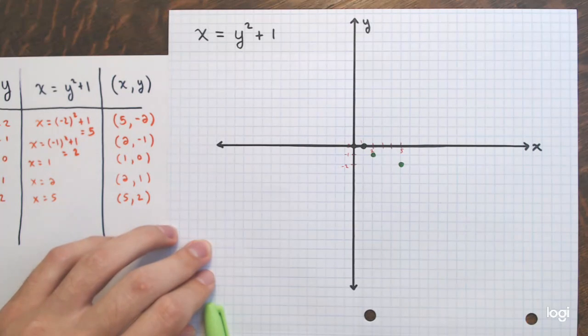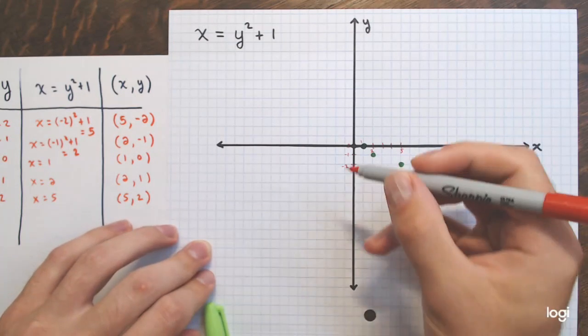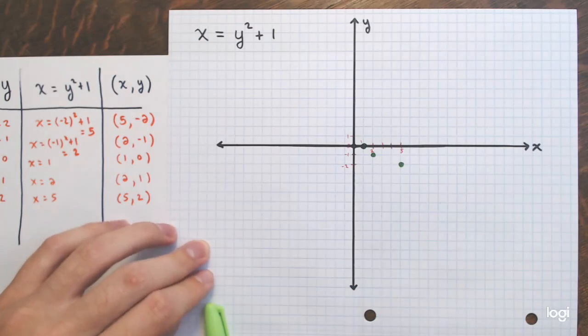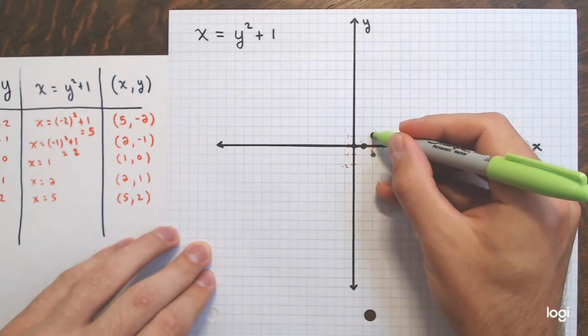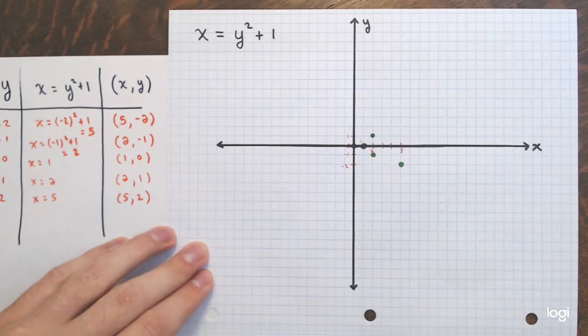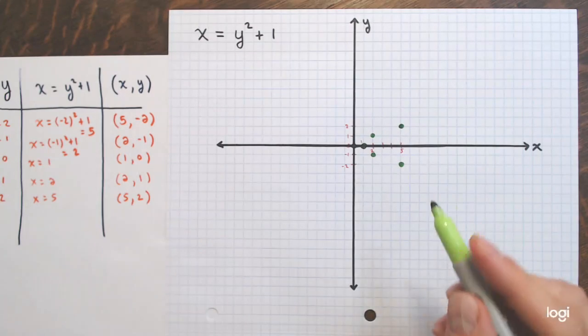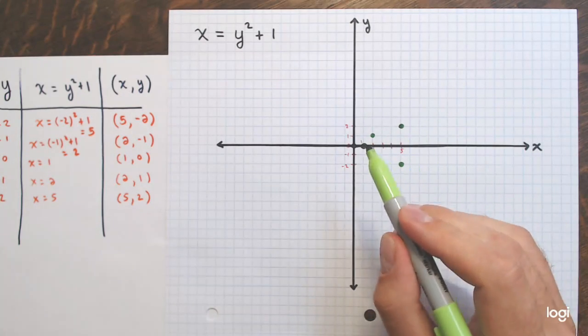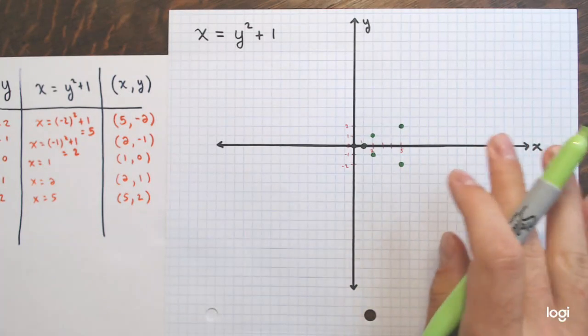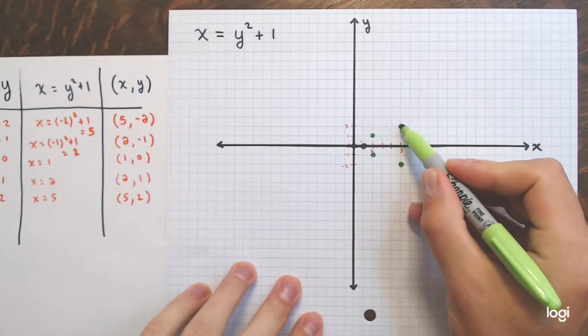Keep going. 2 on the x to 1 on the y. Got the ordered pair 2, 1. And finally 5 on the x to 2 on the y. Got the ordered pair 5, 2. There we go. And can you see the parabola shape again? But this time the parabola is opening to the right. And I'll draw that in.